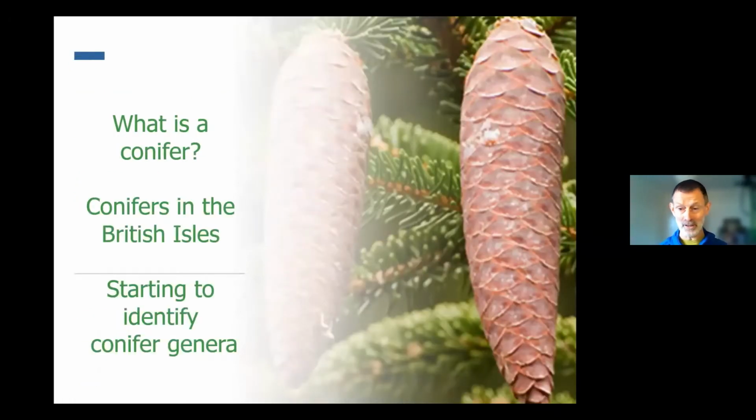So what are we going to cover today? We'll give a brief outline of what is a conifer. We'll look at conifers in the British Isles, how they got here, and then we'll look at starting to identify conifer genera. Now, going to species level within an hour would be next to impossible, to cover more than about 4 or 5 species. So what I'm going to do today is give you a toolbox, if you like, to get you to the genera.